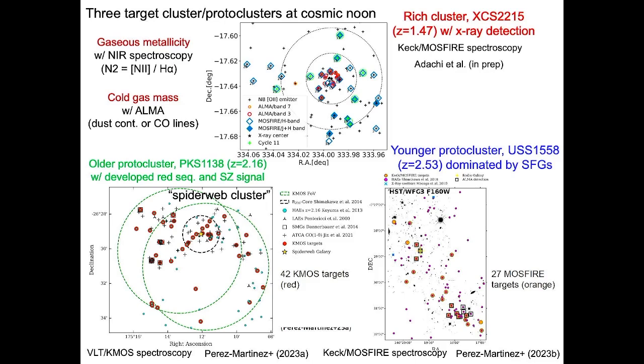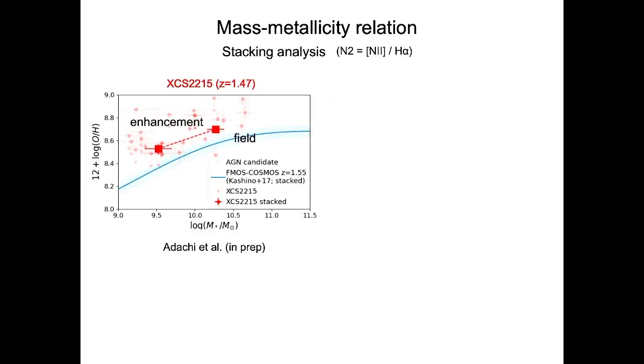Okay, so this cluster is the X-ray cluster, the rich one, at redshift 1.5, slightly after the peak. And the second cluster is the so-called Spiderweb cluster, which actually looks older for that redshift because it already has a developed red sequence. And also it shows some SZ signal. While the last one is a lot younger protocluster, which has clumpy and filamentary structures. And this cluster is dominated by starburst galaxies. Okay? And those are the three targets.